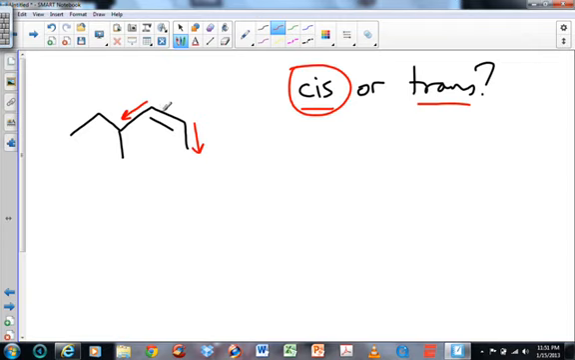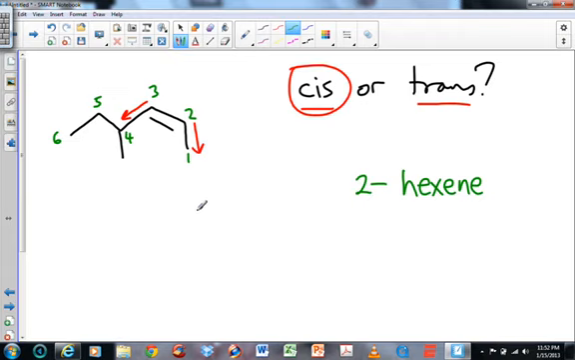Now, what's the longest carbon chain containing both of the double bond carbons? Well, it's going to be carbon 1, carbon 2, 3, 4. If we go here, it's 5, but we can go one longer here. That's 6. So we know our parent name is going to be hexene. We can see the double bond starts on carbon 2.